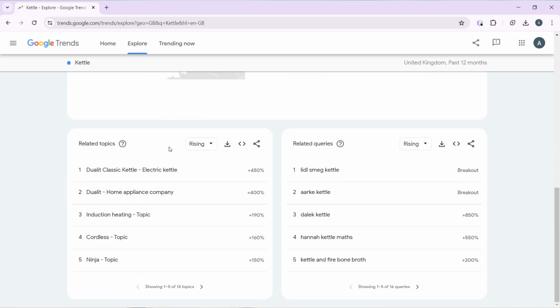So you can even check related topics and related queries to see the specific kinds of kettles that you can use. All right, so you find the specific kinds of kettles that you can use that are winning and that are trending.